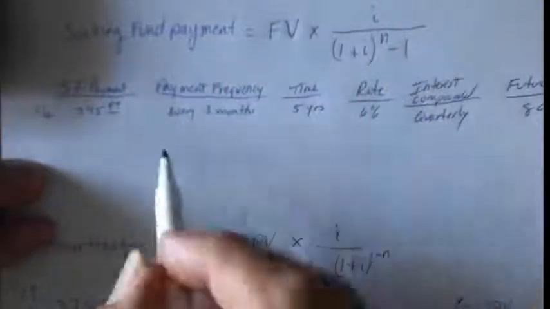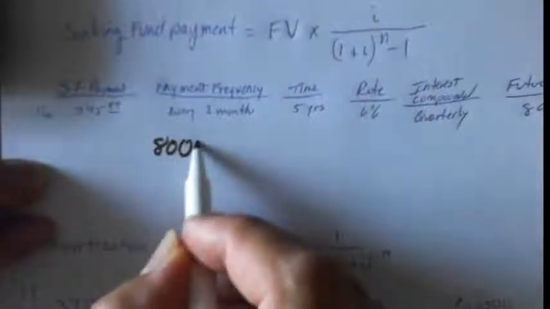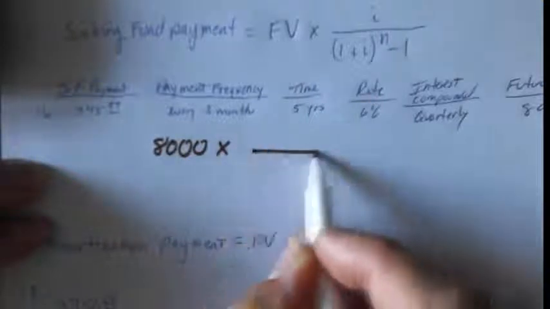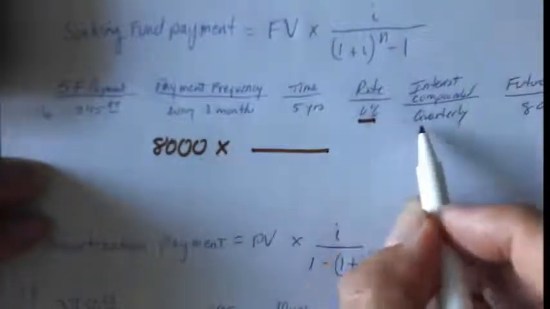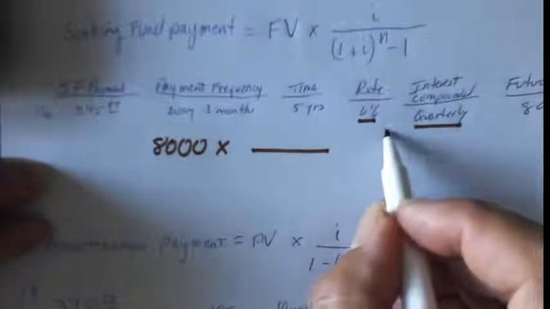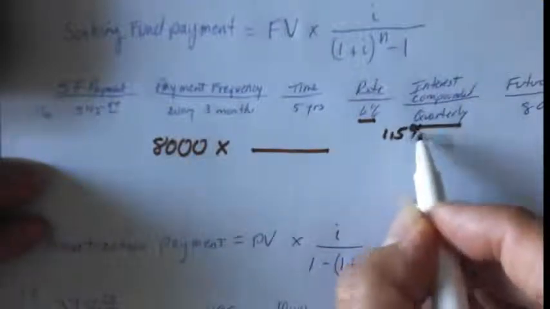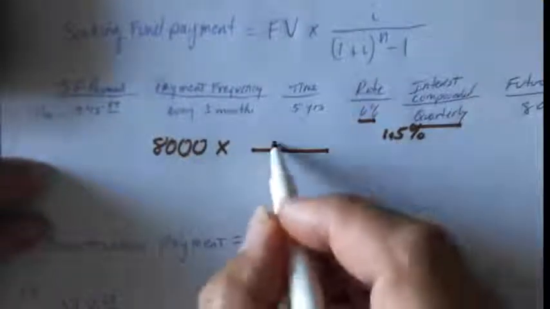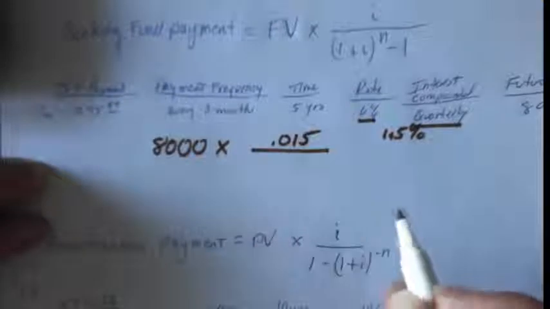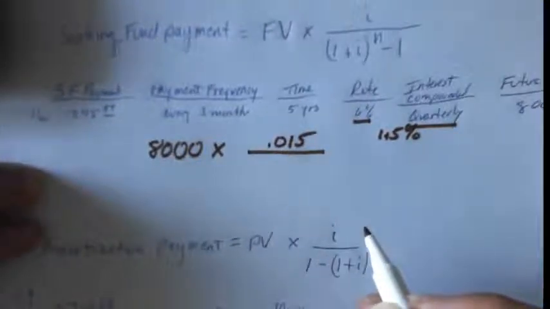So we need the future value for our formula up here. So our future value is 8,000. We're going to multiply that by the interest rate. Well, the interest rate is 6% quarterly, so each period then they're going to get 1.5%, just like what we figured before. So we move that over to the decimal, though. We have 0.015. That's going to be on top.